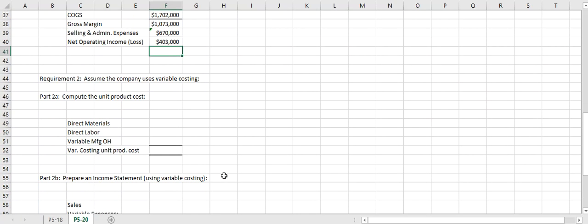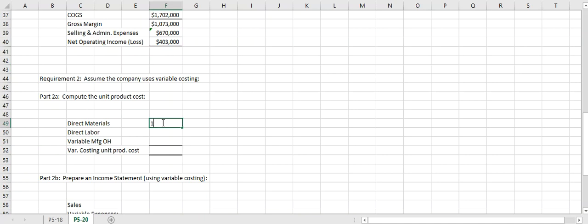All right, so requirement 2, we're going to assume the company uses variable costing. So when we do that, we don't consider fixed overhead. So you'll see if we compared this little chart that I've made with the same one in part 1A, you'll see that I took out the fixed cost because this is only variable costing. The rest of it's the same.